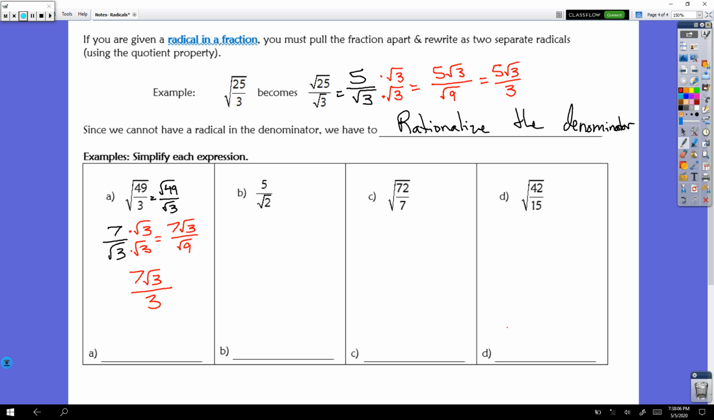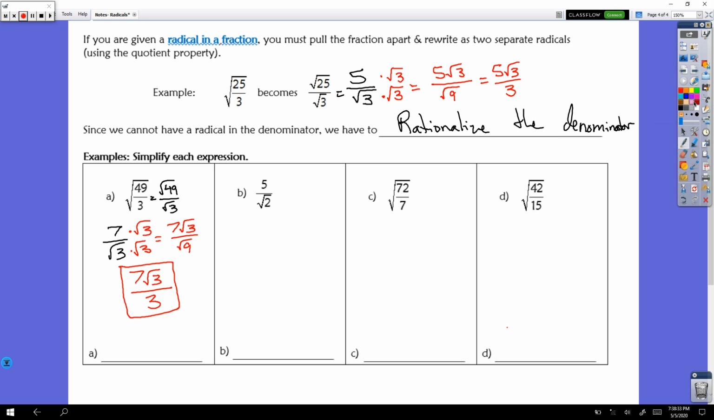Now, the big mistake people make is they see the 3 on top and the 3 on bottom, and they want to cancel those out. You can't do that, okay? The 3 on top has a root above it, so we can't cancel it out because there's no root in the denominator on that 3. So it's not the exact same, so we can't cross them out. All right. Now, B is simplified down for us already, and we just have to rationalize the denominator.